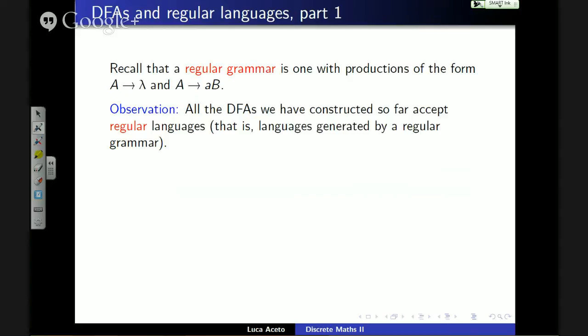Now, what is so far for us the definition of a regular language? The definition that the textbook uses, which is not the standard definition but is equivalent to it, is: a language is regular if it can be generated by a regular grammar. And what is a regular grammar? There are many equivalent definitions, but I like to work with this one: a grammar is regular if its productions are either of the form non-terminal goes to lambda or non-terminal goes to terminal followed by non-terminal.